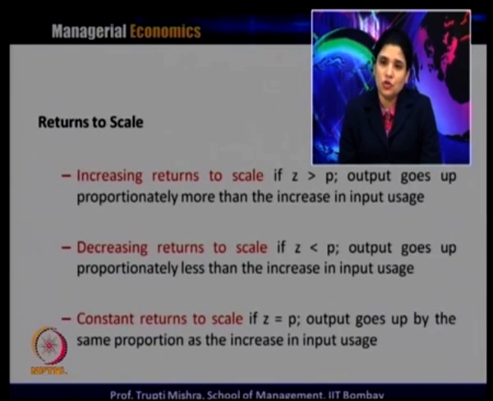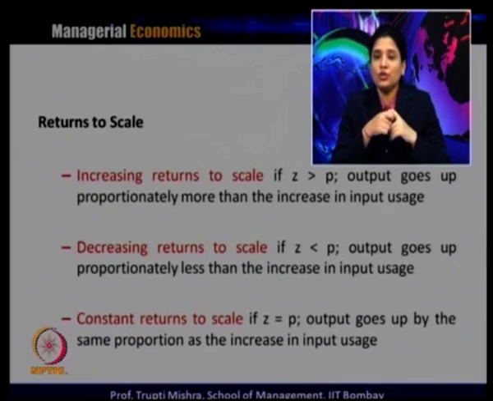Numerically, just to give an example, if input usage increases by 2% and the output increases by 4%, this is the case of increasing return to scale. If input usage goes up by 2% and output just increases by 1%, that is decreasing return to scale. And in case of constant return to scale, a 2% increase in the input usage leads to a 2% increase in the output, and that is the reason this is constant return to scale.